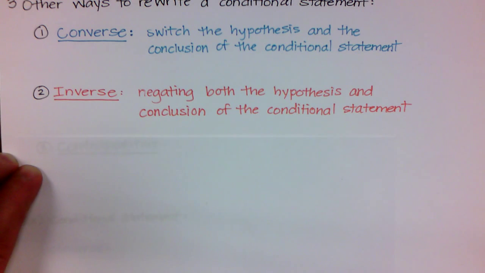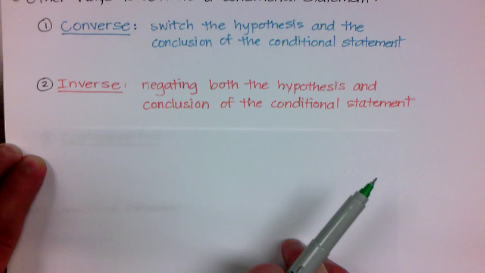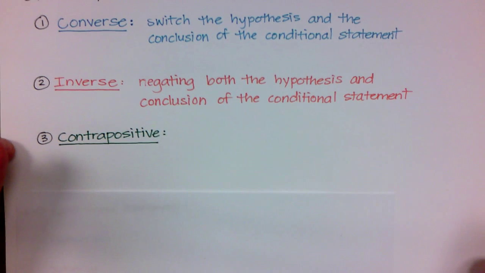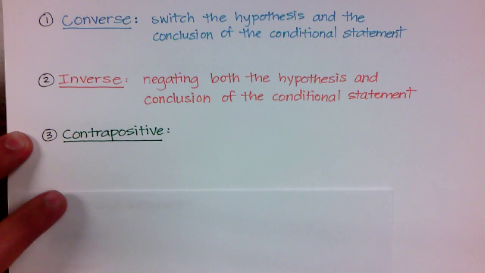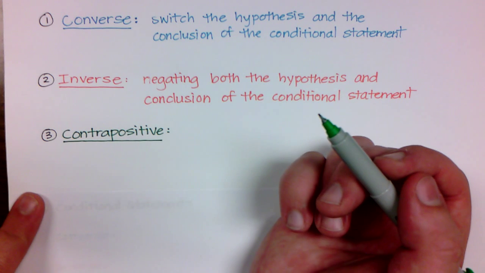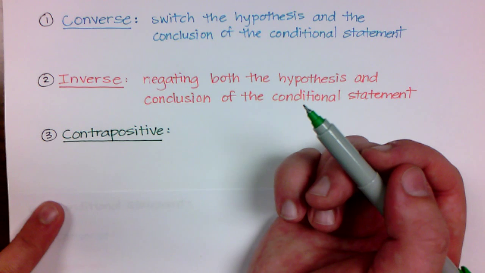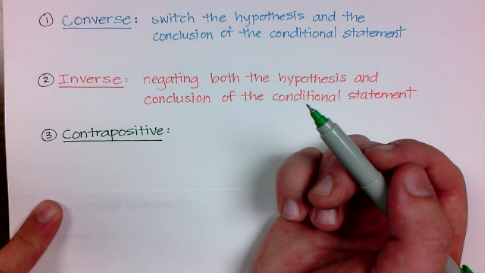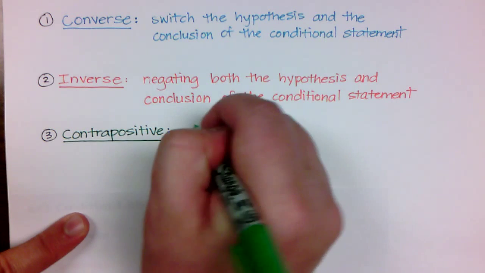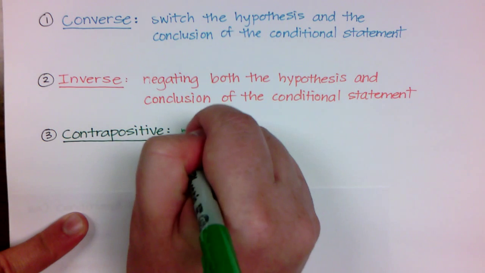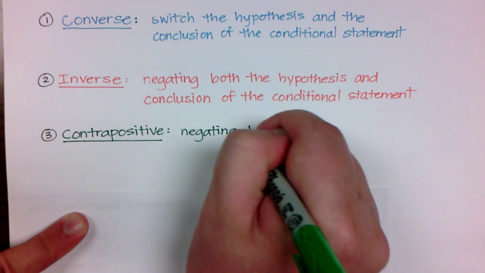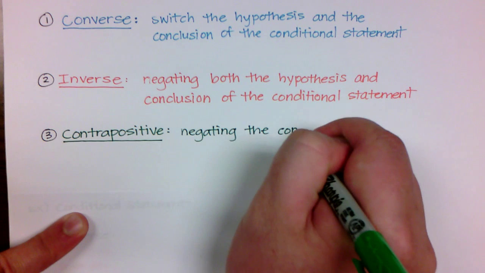Okay. The third way that we're going to talk about is the contrapositive. Contrapositive, it's a longer word. Okay. And the contrapositive is first writing the converse of the original statement, so flipping the hypothesis and the conclusion, and then negating it. So the contrapositive is negating the converse. And that's all that we're going to write.